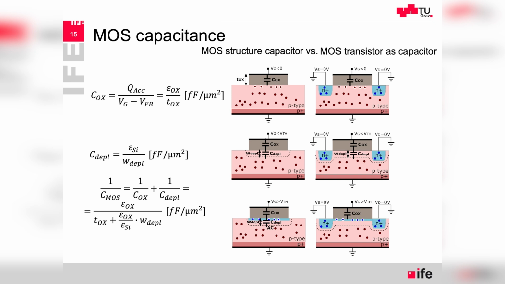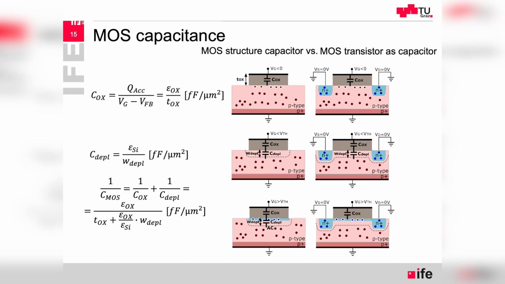But if we are looking from the perspective of the gate and we consider the MOS field effect transistor structure with drain and source, then the channel is connected, there is an electrical low ohmic connection between source, drain, and channel.